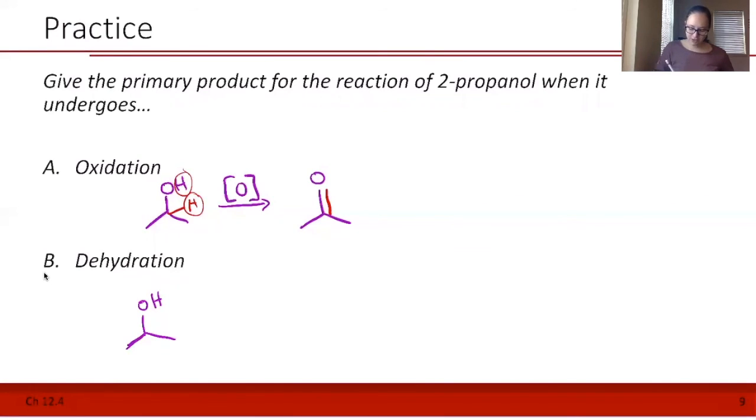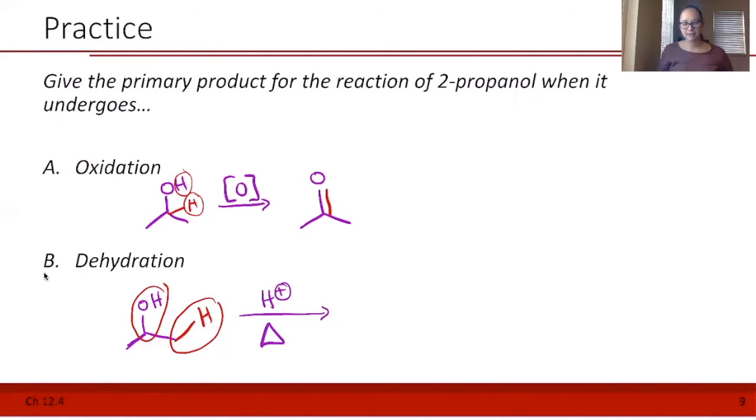So I'm going to draw on the carbon next to my alcohol which hydrogen I'm going to lose. So I'm going to lose the OH and the H next to it. Then for my final answer, we need our reagents. So we're going to have H plus and heat. I like drawing heat as delta because it's faster, but you can draw either. And then we eliminate, so we form our double bond where our OH and our H were originally. So just by changing those reagents, we can get different products from the same molecule.